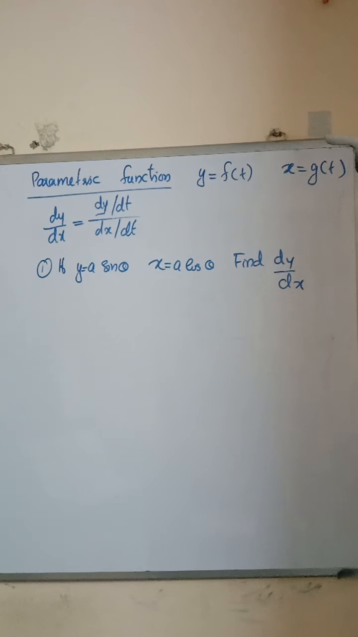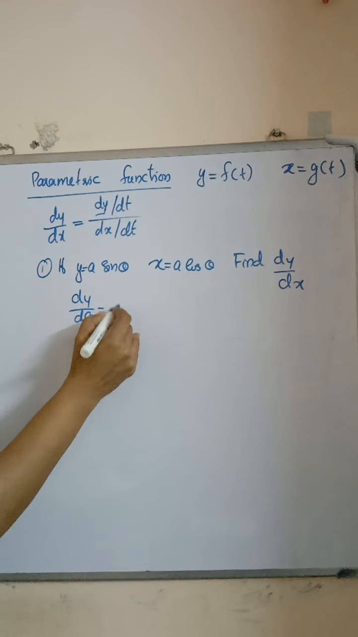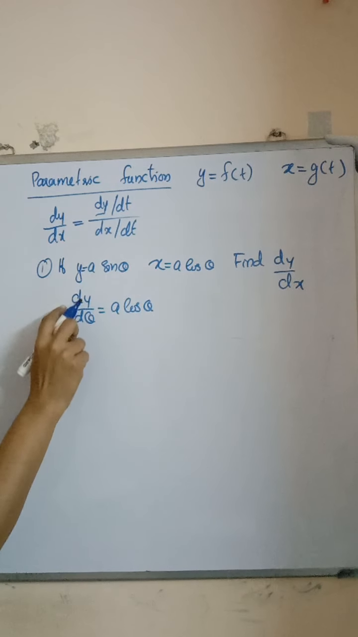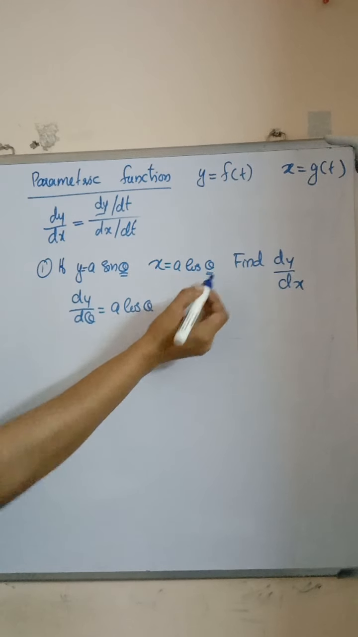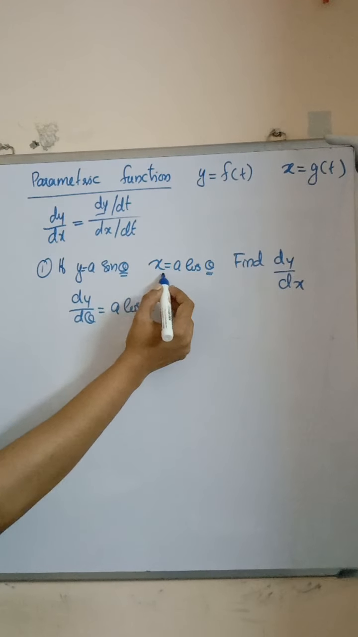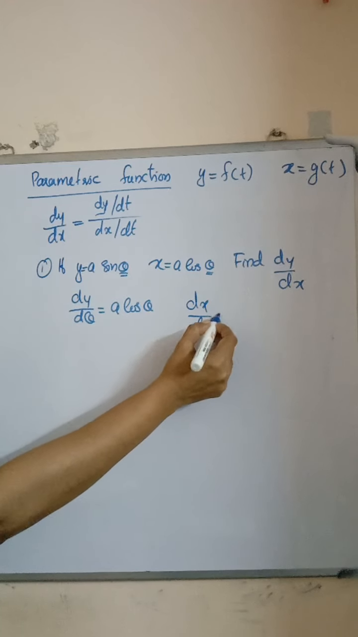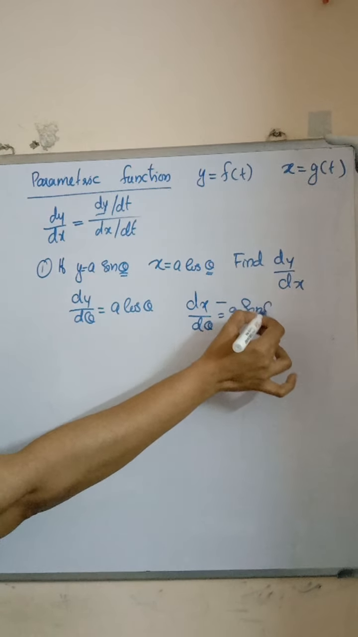Next problem, y is equal to a sin theta and x is equal to a cos theta. Find dy by dx. Here y is equal to a sin theta, so dy by d theta. Here the variable is theta, not t. So dy by d theta is equal to a cos theta. x is equal to a cos theta. What is dx by d theta? That is constant into derivative of cos theta, which is minus sin theta.